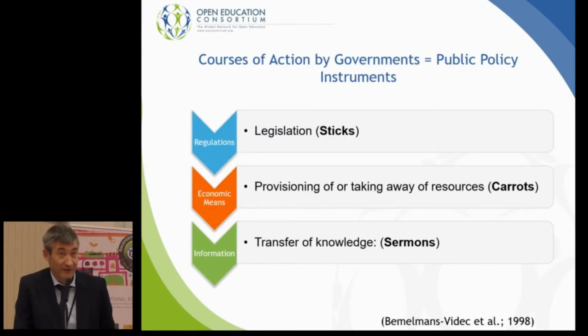Governments have a range of policy instruments. This could include legal instruments, which can be legislation or regulation. But governments can also incentivize OER activities through a combination of direct or indirect funding programs, through the provision of economic means, or through information campaigns. And this could also include things like press releases, speeches, or declarations by governmental stakeholders.